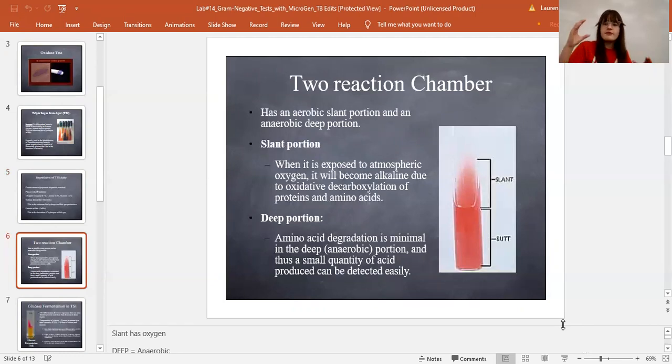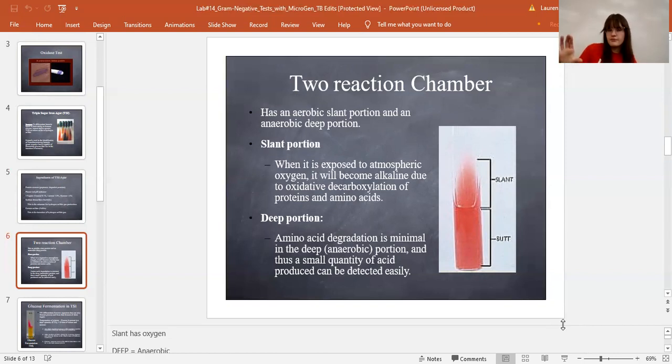So remember that we have the slant and the butt, right? It's very funny in lab. So we have the aerobic slant and the anaerobic butt, right? The slant portion is exposed to that atmosphere. And remember, we don't screw the cap on all the way, so we continually let air in.